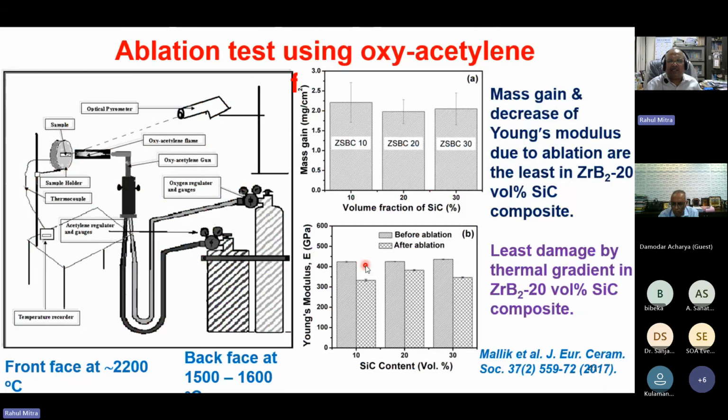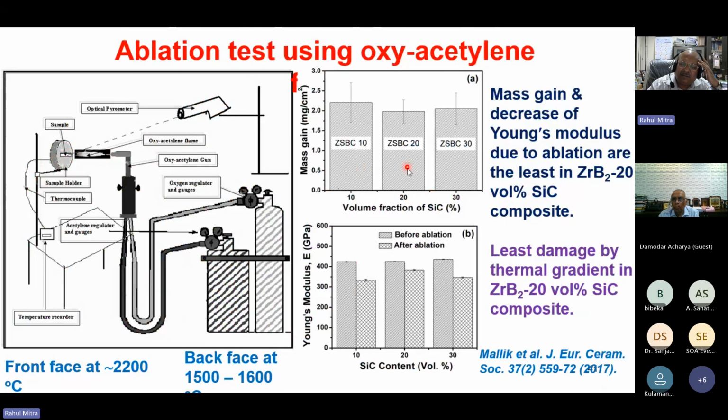Then we looked at the ablation behavior. So here we have an oxyacetylene flame, which is aimed at a ZrB2 composite sample embedded in a graphite piece. The flame temperature was 2000 degrees centigrade, with a 2200 degrees centigrade front face temperature. The back face temperature was measured using a thermocouple, and we got about 500 to 600 degrees centigrade. So there was actually a temperature gradient of 600 to 700 degrees centigrade, and the exposure was for a duration of up to 15 minutes.